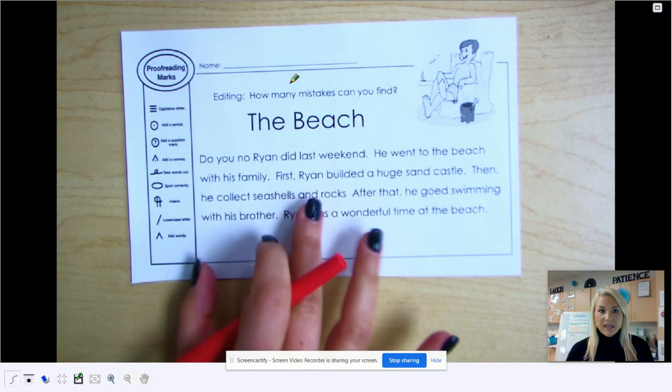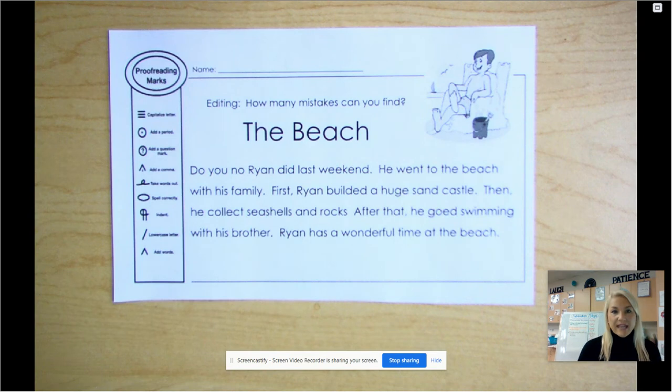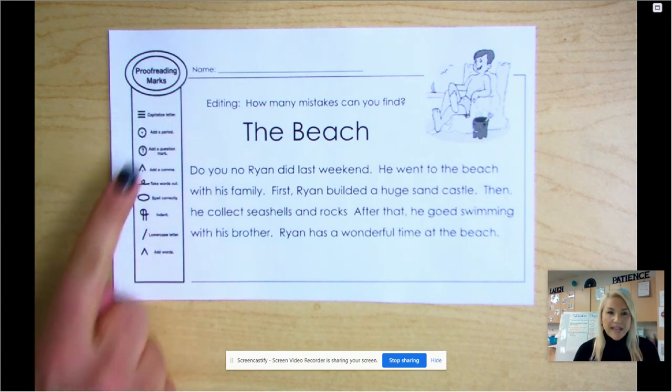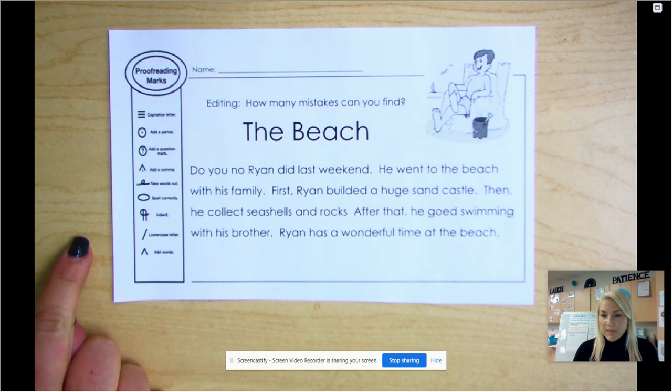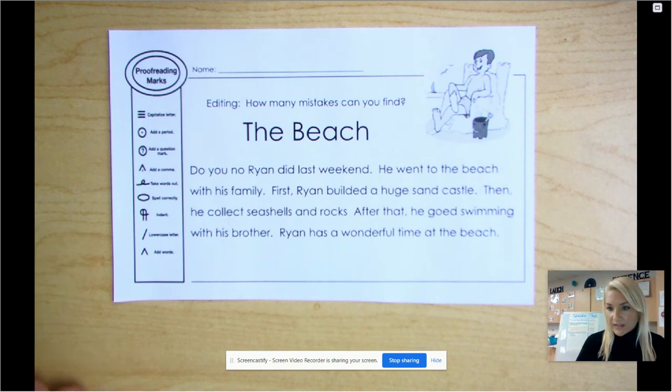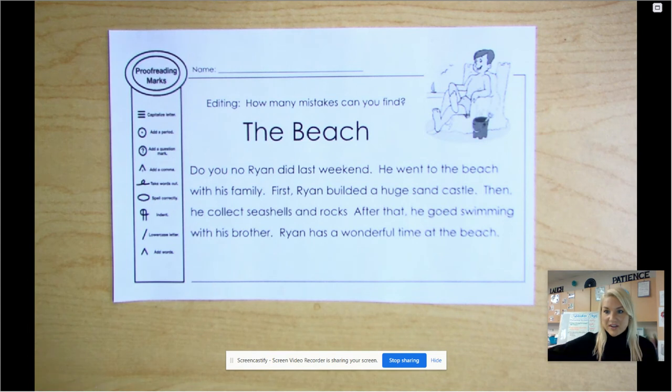So here is a proofreading page, and it says editing. How many mistakes can you find? It also wants me to make sure I'm using some of the symbols. And I'm not so crazy about making sure you use every symbol correctly, but making sure you're making the changes that are necessary. And obviously in your personal narrative, it's on Google Docs. So you're going to make sure you backspace, retype, and make sure you add in the punctuation, check your spelling, even if you think a word is spelled wrong. You need to make sure all of your word usage, your spelling is correct.